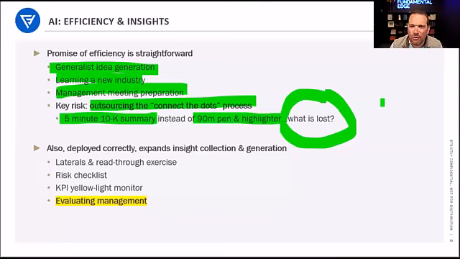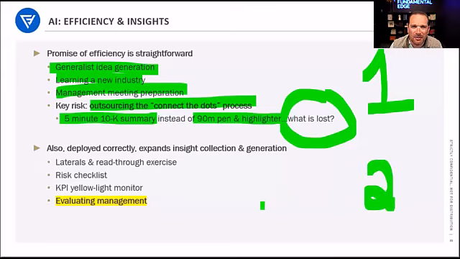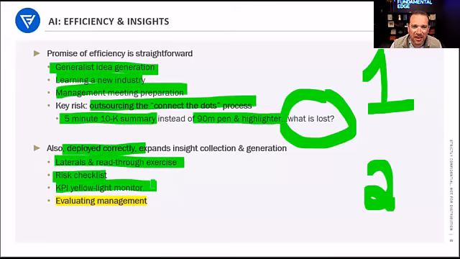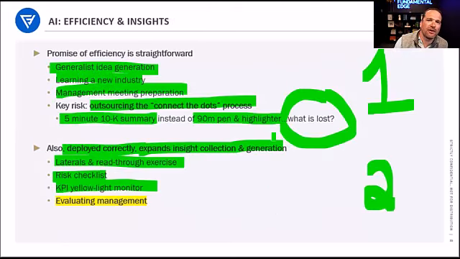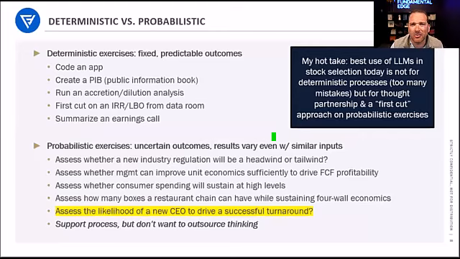I call these level one use cases of AI. Level two use cases to me are a bit more interesting, because when deployed correctly, whether that's laterals and read-throughs, risk checklists, or KPI yellow light monitors, these can actually go beyond the promise of efficiency and expand insight collection and generation, be true alpha signals. So that's where I've been digging a little bit today.